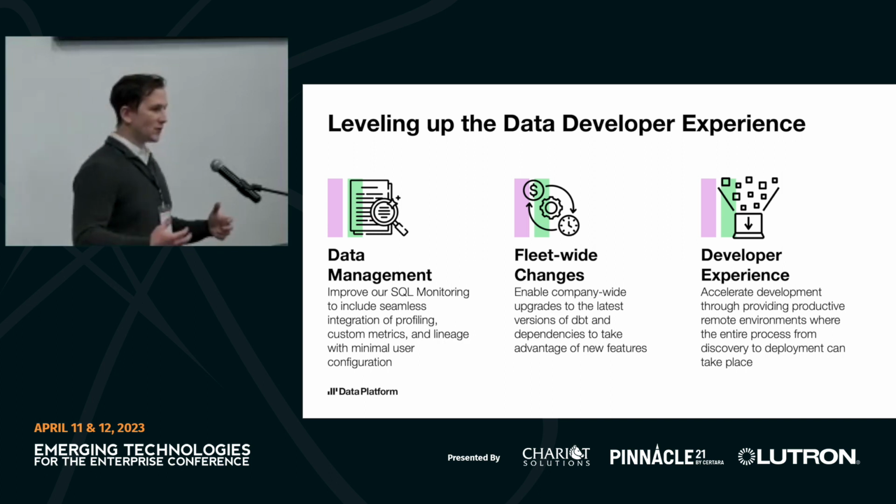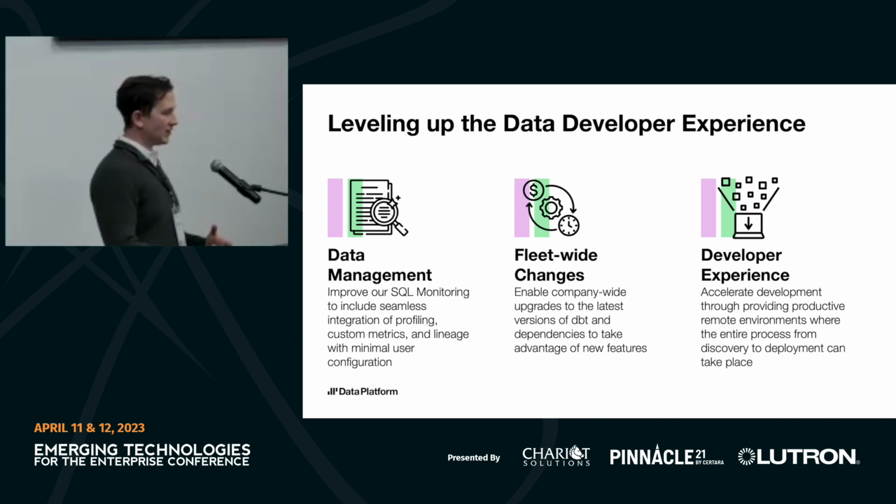We want to also be able to roll out changes to the data ecosystem as a whole. This entails making fleet-wide changes to DBT projects, to update DBT versions, update DBT packages, and that helps us be able to utilize the most up-to-date features of our DBT installation and implementation as we can, while safely giving that control to teams to implement it on their own teams.